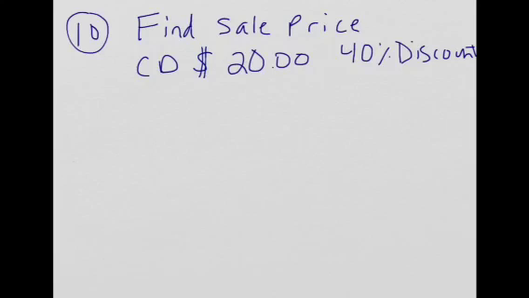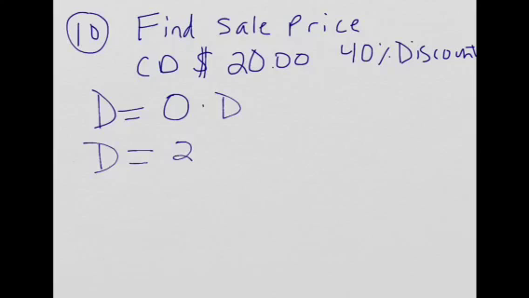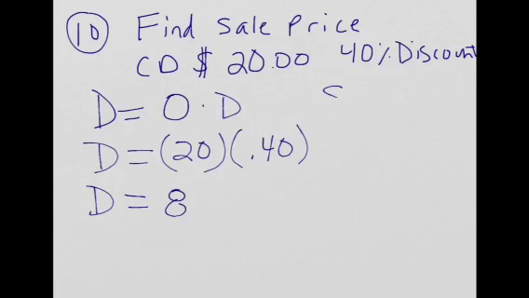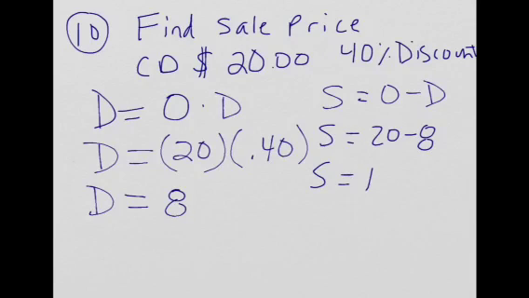Okay, now we're going to find the sale price. So to find the sale price, we need to find the discount first. Discount is equal to the original price times your discount. So the original price is 20 times 0.40. So your discount is going to be $8. To find the sale price, you take your original minus the discount. So the sale price is going to be 20 minus 8. So the sale price is going to be $12.